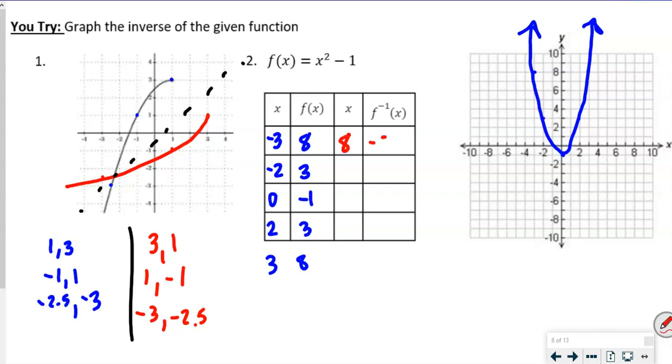So we're going to flip these again: (8, -3), (3, -2), (-1, 0), (3, 2), and (8, 3), okay? So let's go ahead and plot this one now. (8, -3) is here.